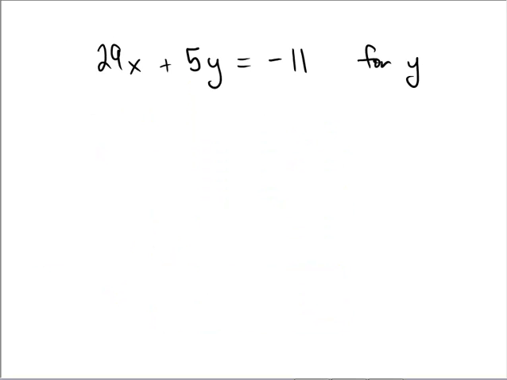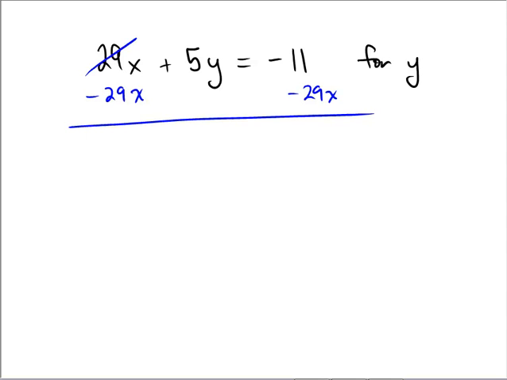This is a standard algebra type problem where we have to isolate y. You might recognize it from slope-intercept form or linear equations, linear functions. But assuming you paused and tried this on your own, if I were going to isolate the y, I would want to get the y by itself, so I'd have to subtract 29x from both sides.